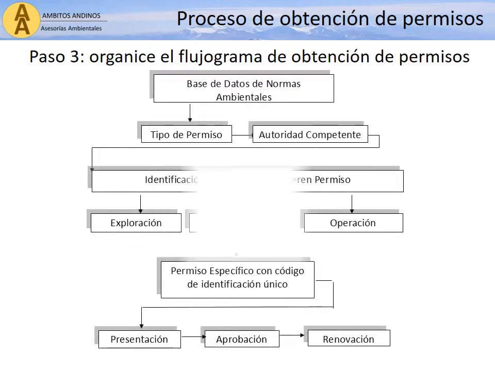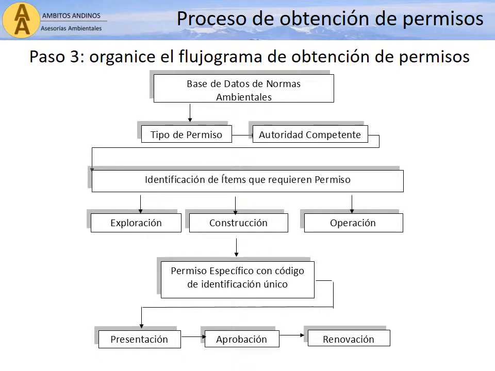Step 3 is to organize a flowchart of the permit acquisition process, starting with a database of environmental regulations that generate the obligations for permits and culminating in the approval of the permits, and possibly future renewals or updates.